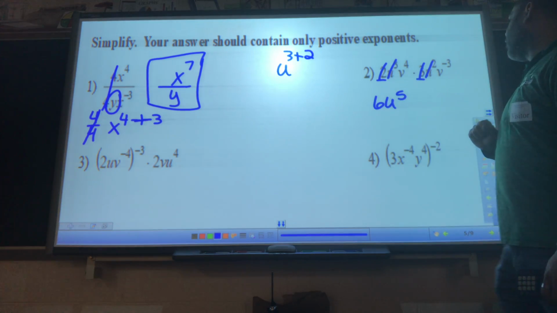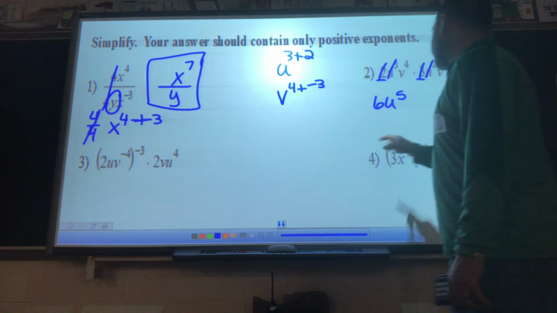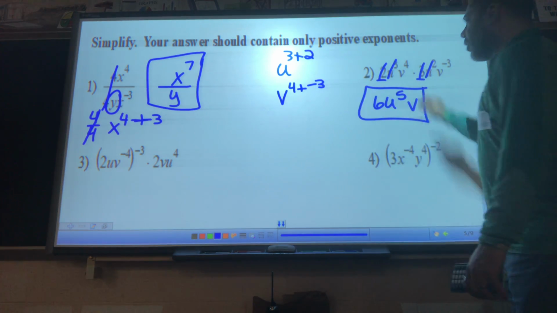And I'm just left with my v's. With my v's, they're multiplied. I'm going to add those exponents. 4 plus negative 3 is positive 1. And that would be my final answer.